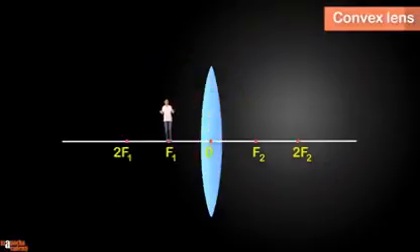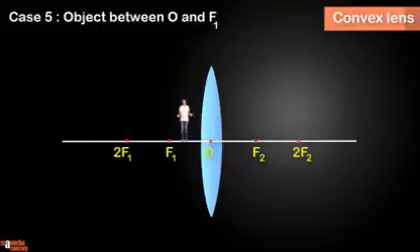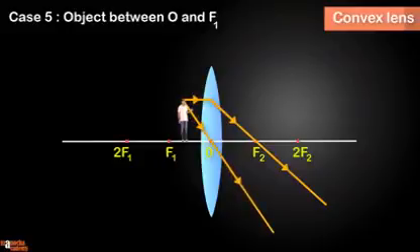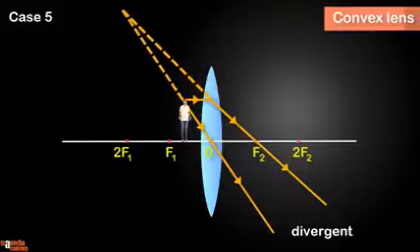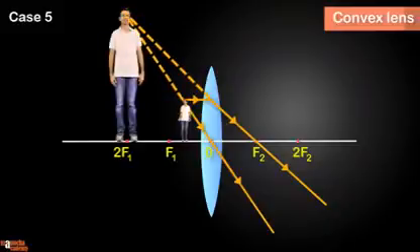Now let's look at the final case, where I move really close to the lens. The object, that is me, is between the optical center and the focus of the lens. Let's use rule 1 and rule 2 to draw the light rays from the top of the object. As you can see, the refracted rays here are divergent. So we need to produce them backwards to obtain our image.